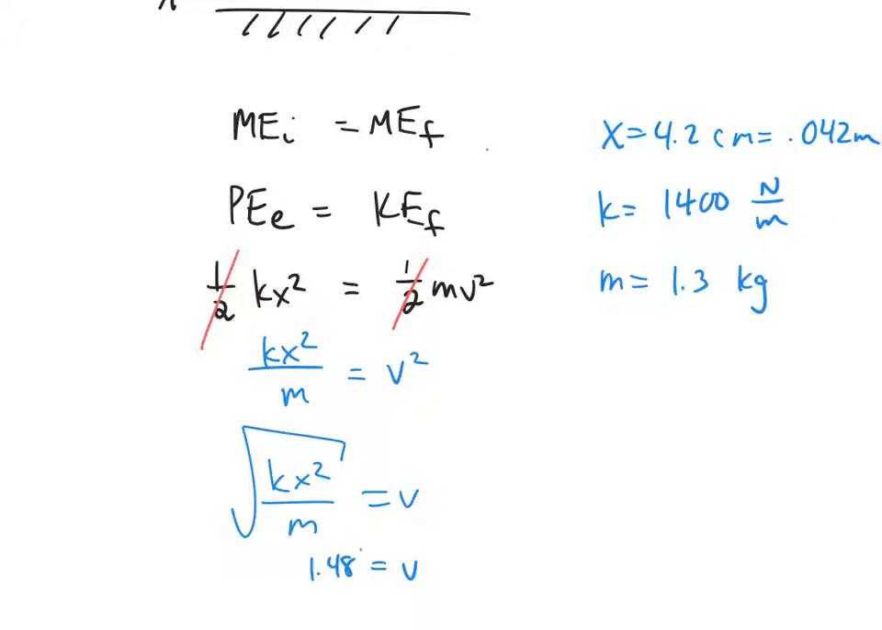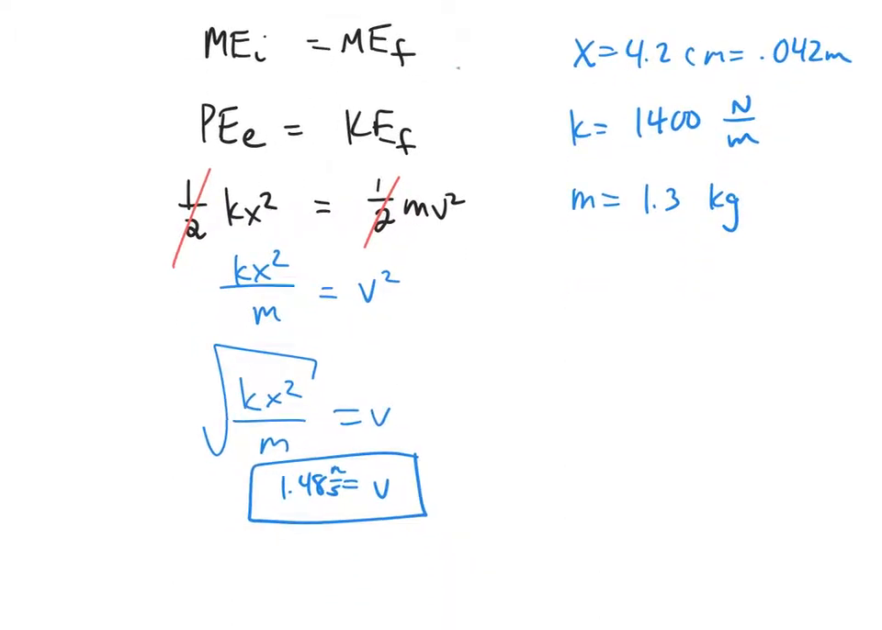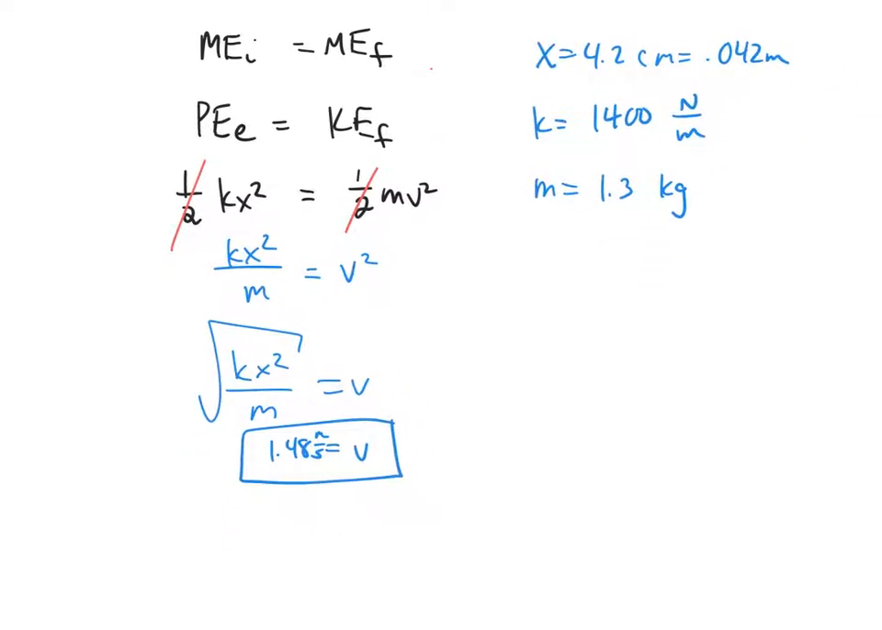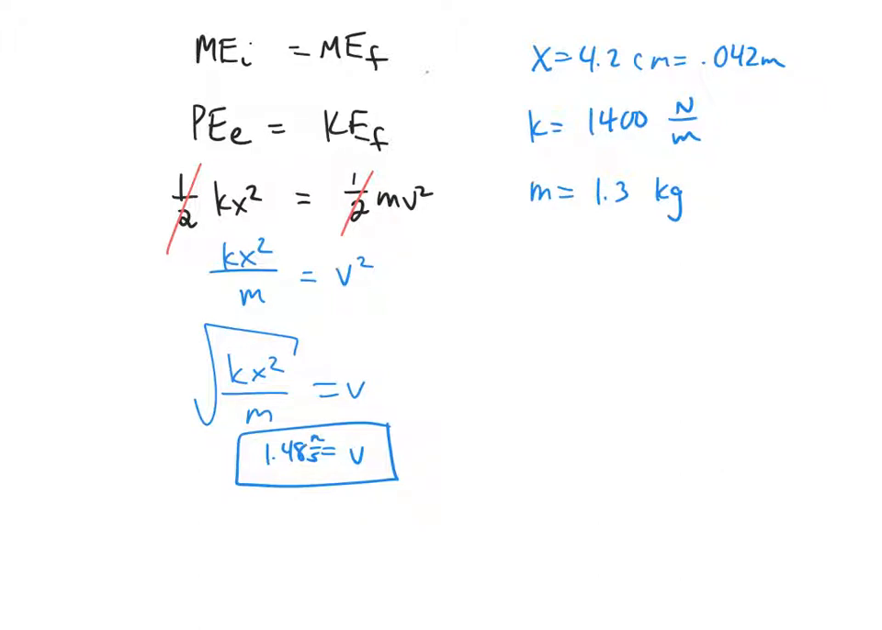1.48. I don't know if anyone calculated it. Did anyone get this for this one? This is number 105, if you're just looking at your problem set. Did you get that? 1.37. You got 1.37. I'm calculating. For 105? Yeah. 1.37 meters per second. Did anyone else get an answer for 105?